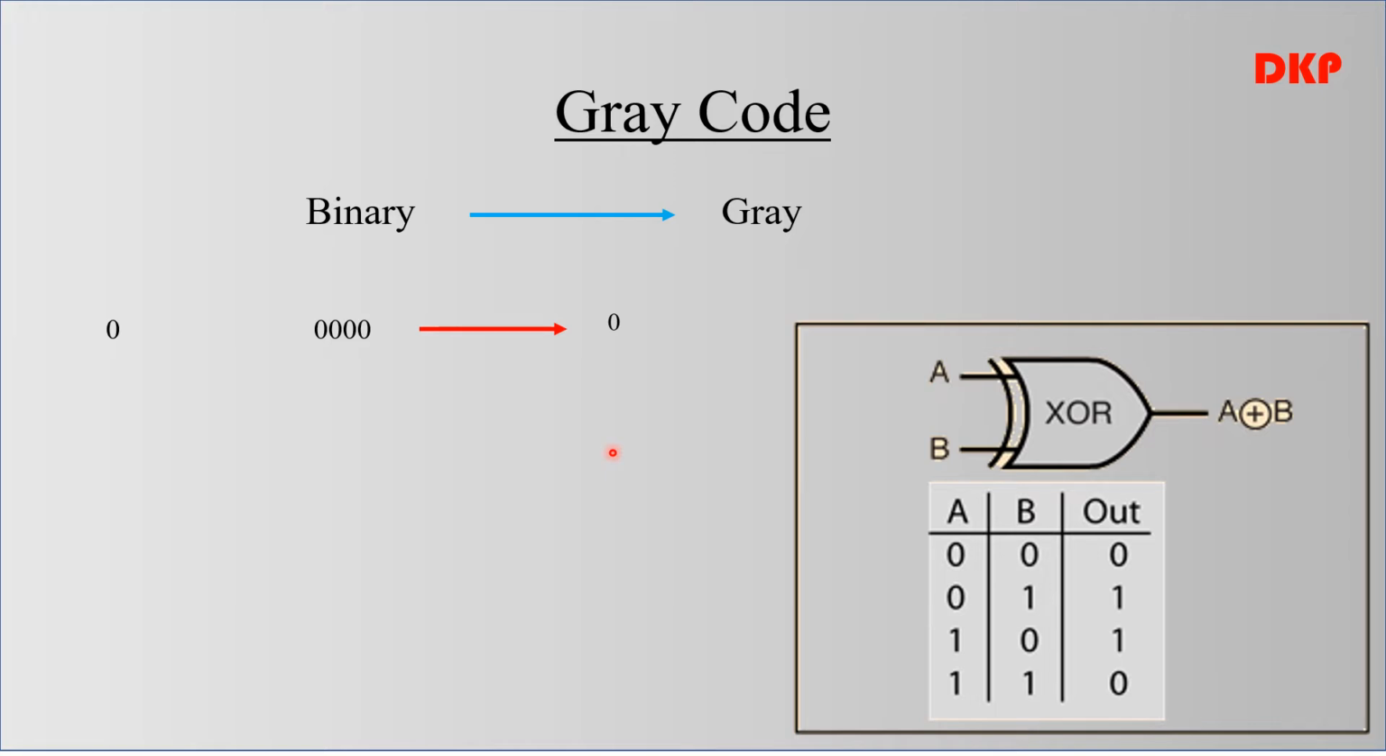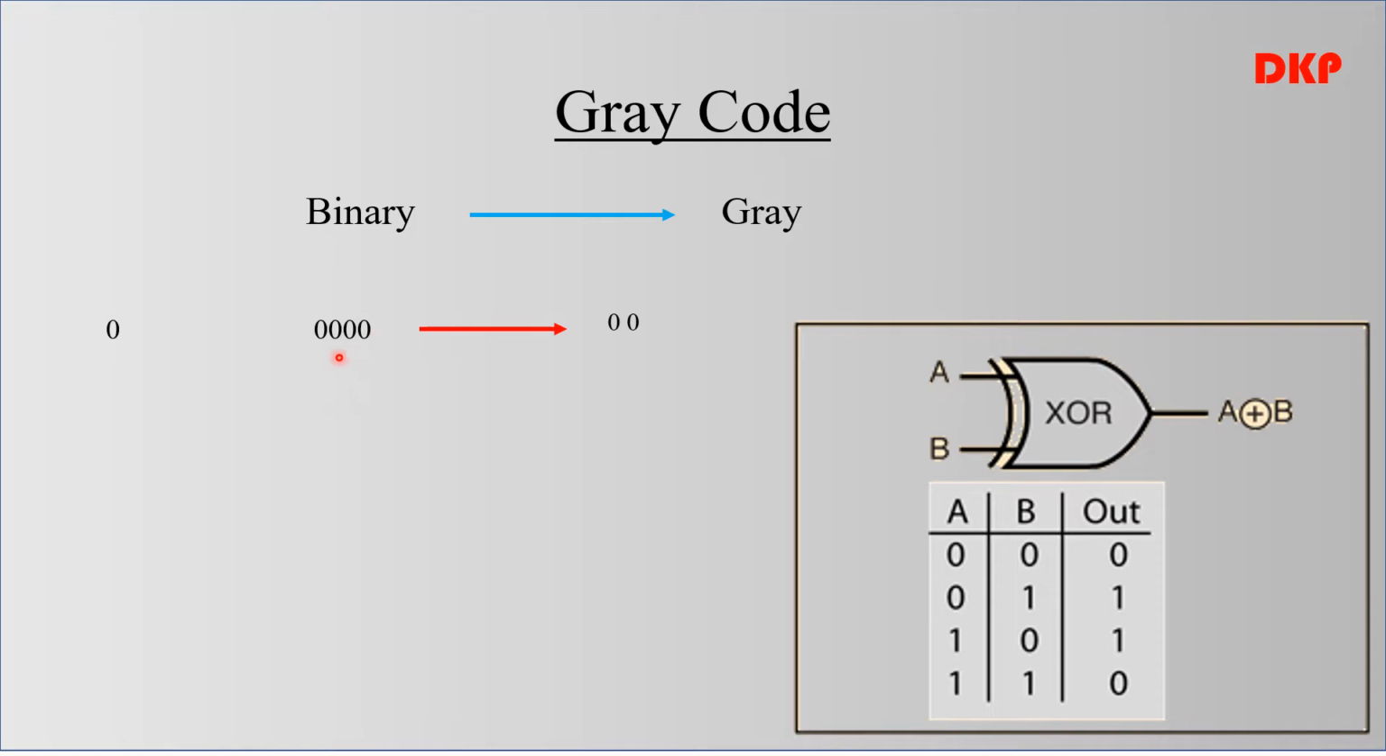Now, the second step. What is the next bit? The second bit is also 0. You have to XOR the first bit with the second bit, that is 0 0. What is the output of 0 0? It is 0. So write that output here. This is the next bit of the gray code.